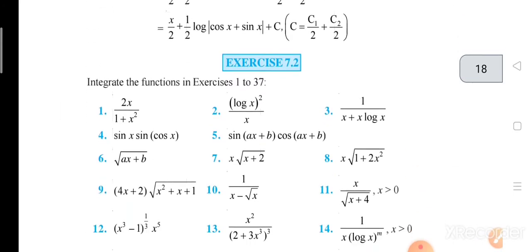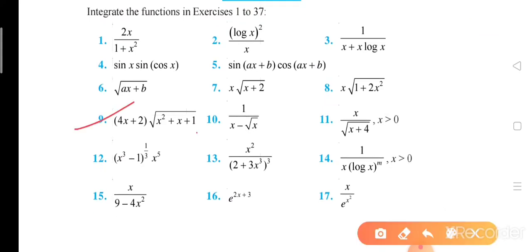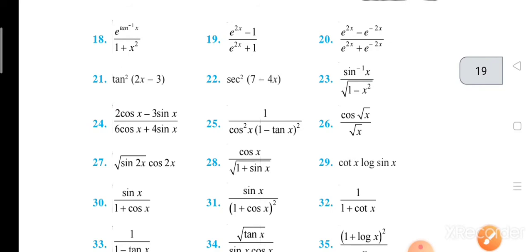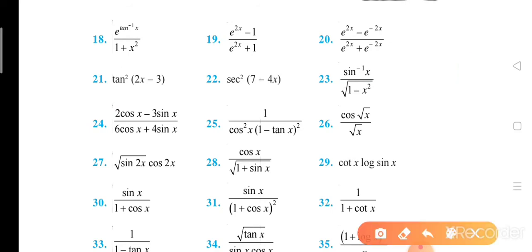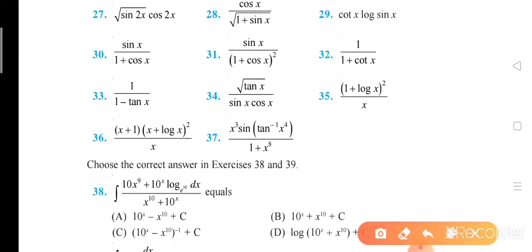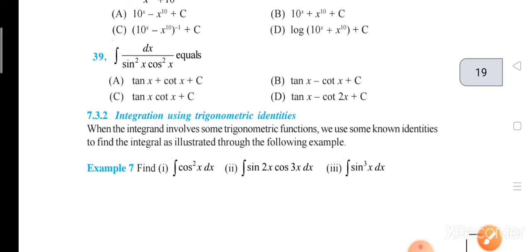From the next exercise, you have to learn all the formulas and examples. Same I am saying. From 7.2, you have to do question number 9, 10, 14, 17, these problems. And from these, 23, 27, 31 and 36, 37, then 39.